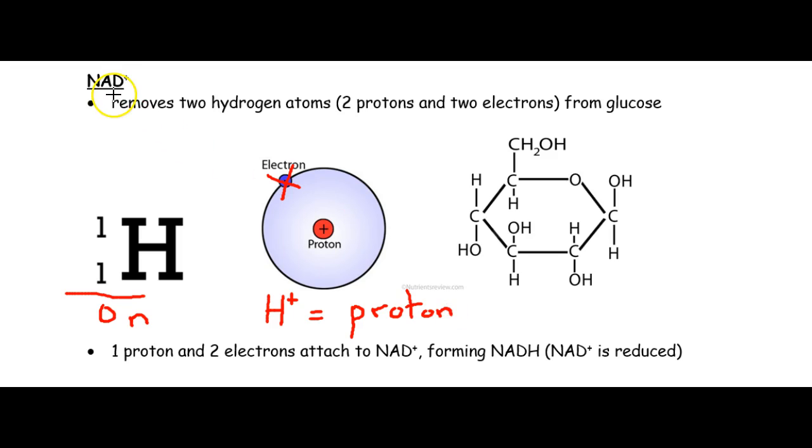So NAD+ is going to remove 2 hydrogen atoms. Where is it getting the hydrogen atoms from? Our glucose molecule, our fuel molecule that we're breaking down because of the immense amount of potential energy stored in its bonds. So in removing those 2 hydrogen atoms, we're going to have basically double what we saw in this Bohr-Rutherford diagram to begin with. We're going to have 2 protons and 2 electrons.